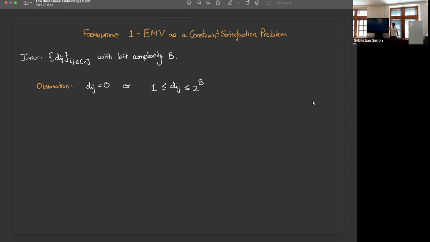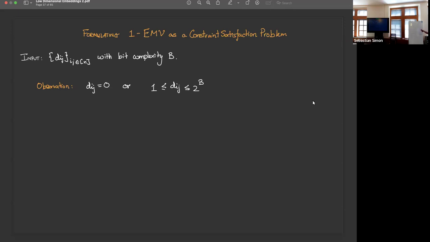The first thing I will try to do is to formulate this optimization problem as a constraint satisfaction problem. How would we do that? Well, this is a problem over an unbounded domain, so a natural thing to try is to discretize. How would you discretize it? Here's one way: numbers are represented by a base. Either the distances are 0 or they're between 1 and 2.